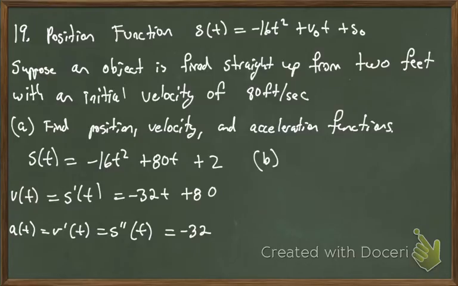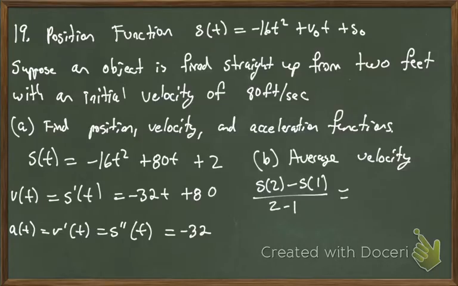The second part asks us to determine the average velocity on the interval from 1 to 2 seconds. So we're looking for an average, so we don't need calculus for finding the average velocity here. We want to find the change in position over the change in time, and that's going to tell us our average speed. So from a position at 2 seconds to a position at 1 second, the time change was 2 minus 1. I'm going to go on the next page to write out that computation.